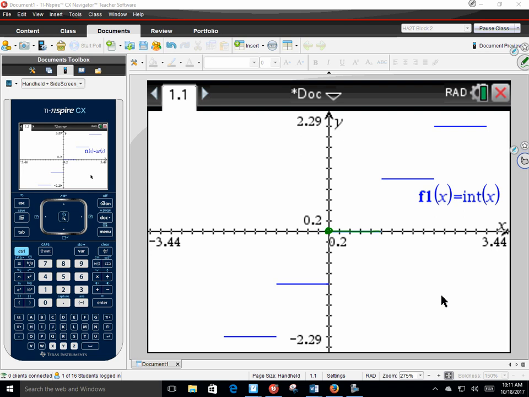But when I get to 1, which is right here, I have a hole in the graph. And then it jumps up here and goes over to 2, which must be right here. Does that make sense? Avery? What is typing? INT, and then parentheses X. This is the greatest integer function.